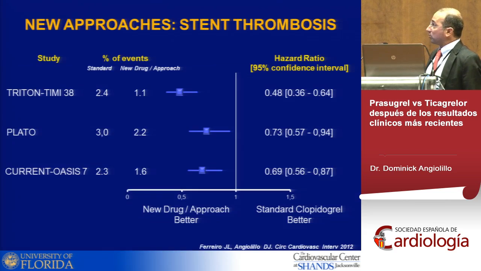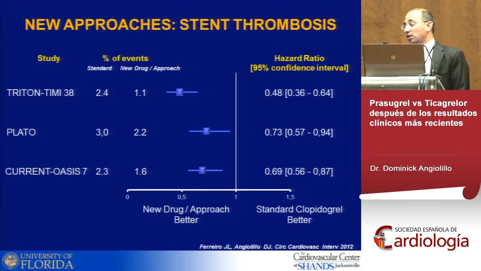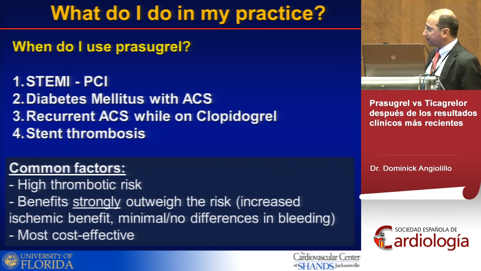We do know from the data that in TRITON-TIMI 38, being a PCI trial, probably for this reason, you do have a significant reduction in stent thrombosis, which you also see with PLATO. But I can say that in our clinical practice, when we see those few patients with stent thrombosis while on clopidogrel, or sometimes even if the patient is not on clopidogrel, if for whatever reason, noncompliance, our first drug of choice is prasugrel.